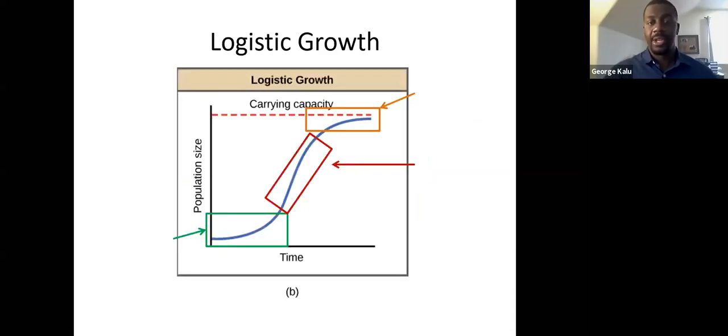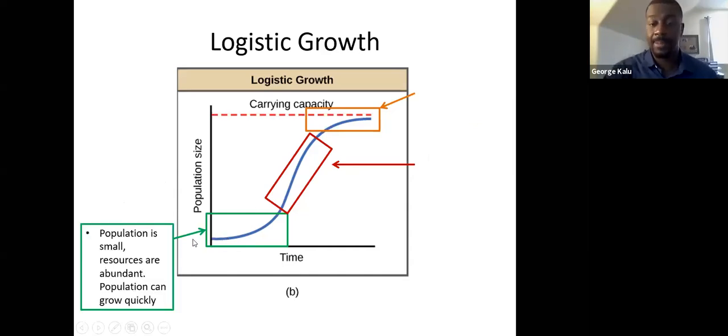So this is what the graph for logistic growth looks like. We're going to piece this apart and explain what's going on in each different segment of this graph. The first part, we're going to look at this green region here. During this green region, we have a small population size. The population is small. We have lots of resources available. Because we have such abundant resources and such a small number of individuals, the population is able to grow very quickly because there's lots of resources for survival here.